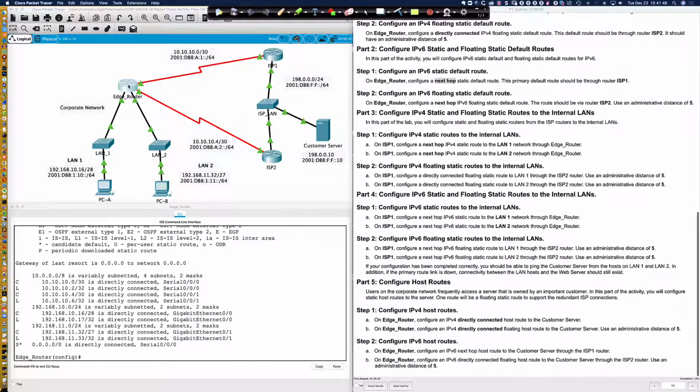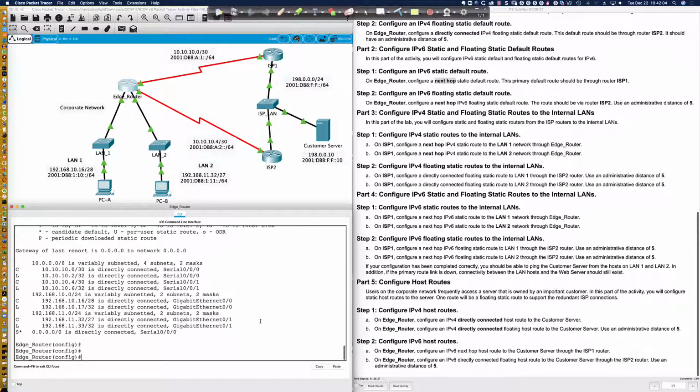Again, assuming that we're doing it here on the edge router, because that's the next hop IP. I wouldn't put my IP address down because that's not the next hop. That is on this router. So let's go ahead and do our IPv6 work here.